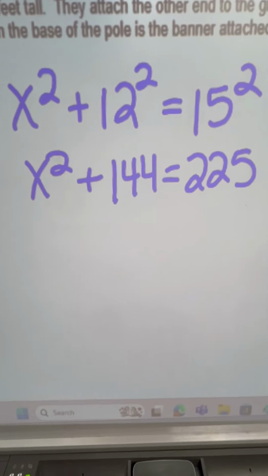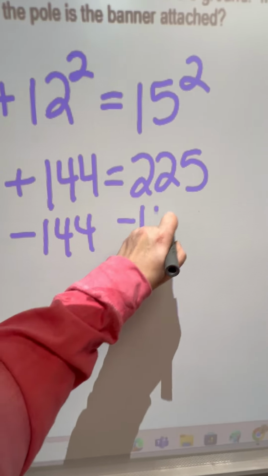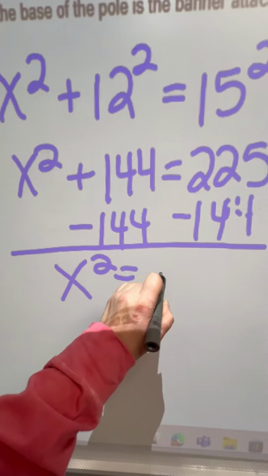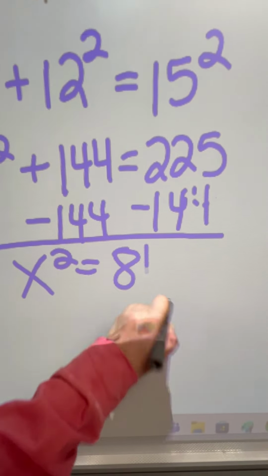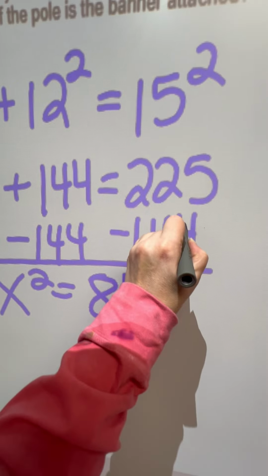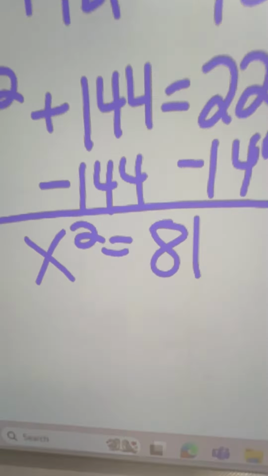And then we're going to subtract the 144 on both sides. And we're going to be left with x squared, which is equal to 81. And this is supposed to be 144. Sorry.